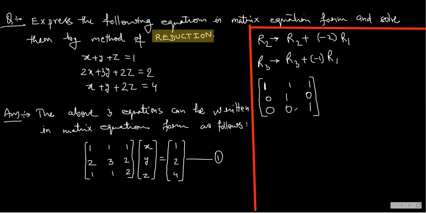We got the upper triangular matrix in one step only. Okay. Now next step is what? X, Y, Z, X, Y, Z. And then what you will do? You will do the same transformation on RHS.